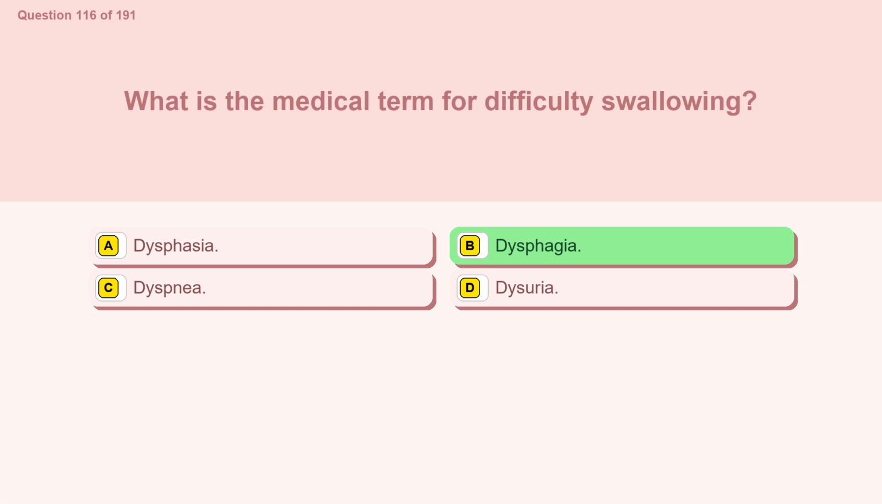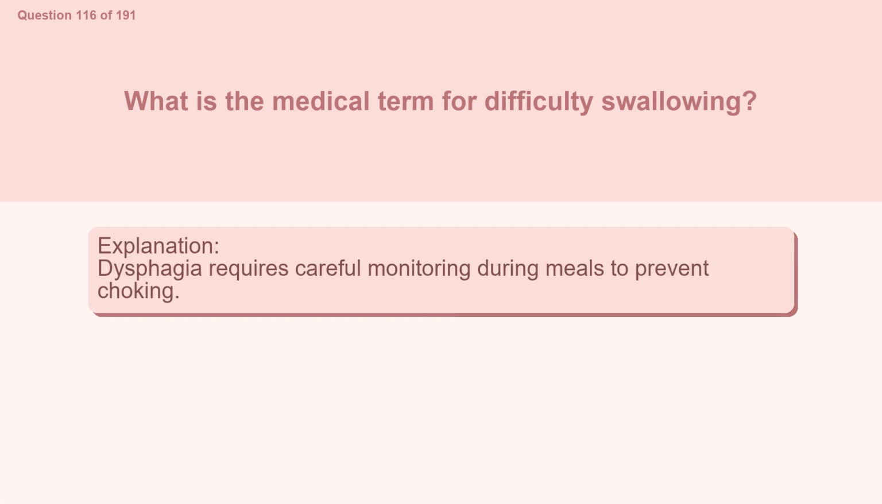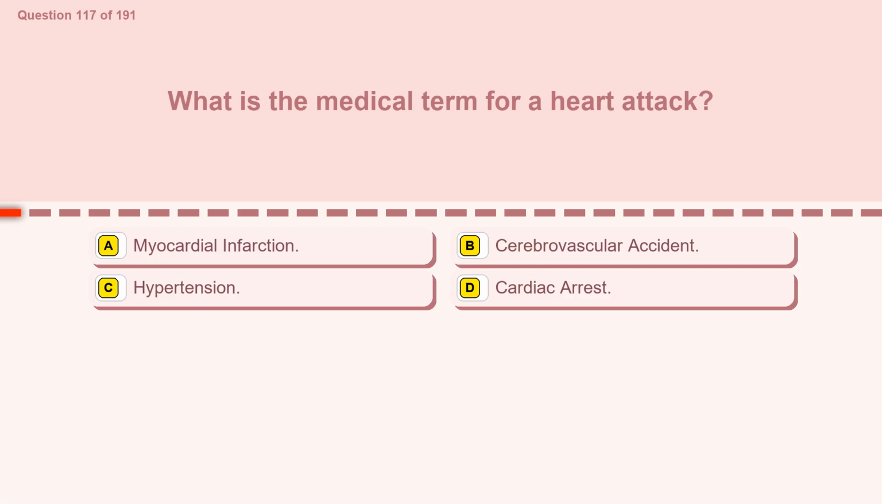The correct answer is option B, dysphagia. Dysphagia requires careful monitoring during meals to prevent choking. Question 117. What is the medical term for a heart attack? Option A, myocardial infarction. Option B, cerebrovascular accident. Option C, hypertension. Option D, cardiac arrest.